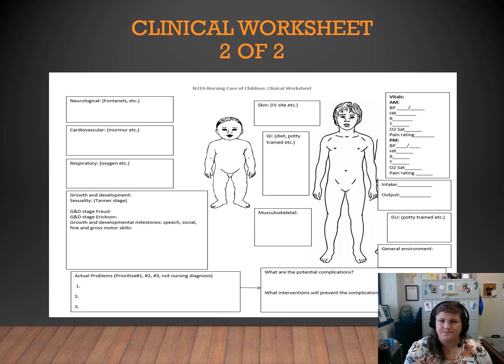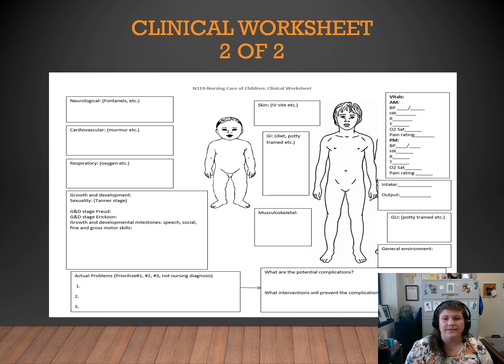The images of the baby and the child are basically like a picture for you to mark any specific things going on with that child. Like maybe they came in with a rash and the rash is on their trunk. So you would illustrate the rash on the child or the baby, depending on the child's age, where the rash is located on their body.